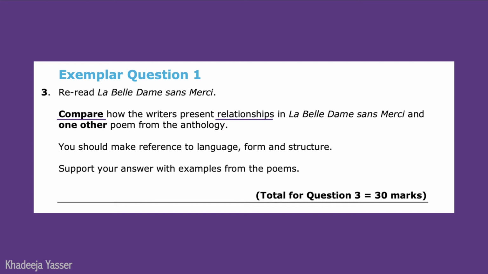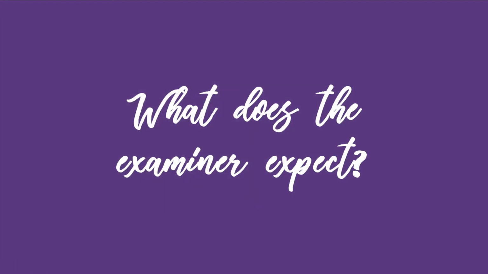Okay, now we come to the second line. You should make reference to language, form, and structure. You should. That's how important it is. Lastly, support your answer with examples from the poems. What does examples from the poems mean? Same thing I said before. Quotes, textual evidence. All right. Okay, so now that we've looked at the question, let's move on and look at what the examiner expects. What do they think is a perfect answer?